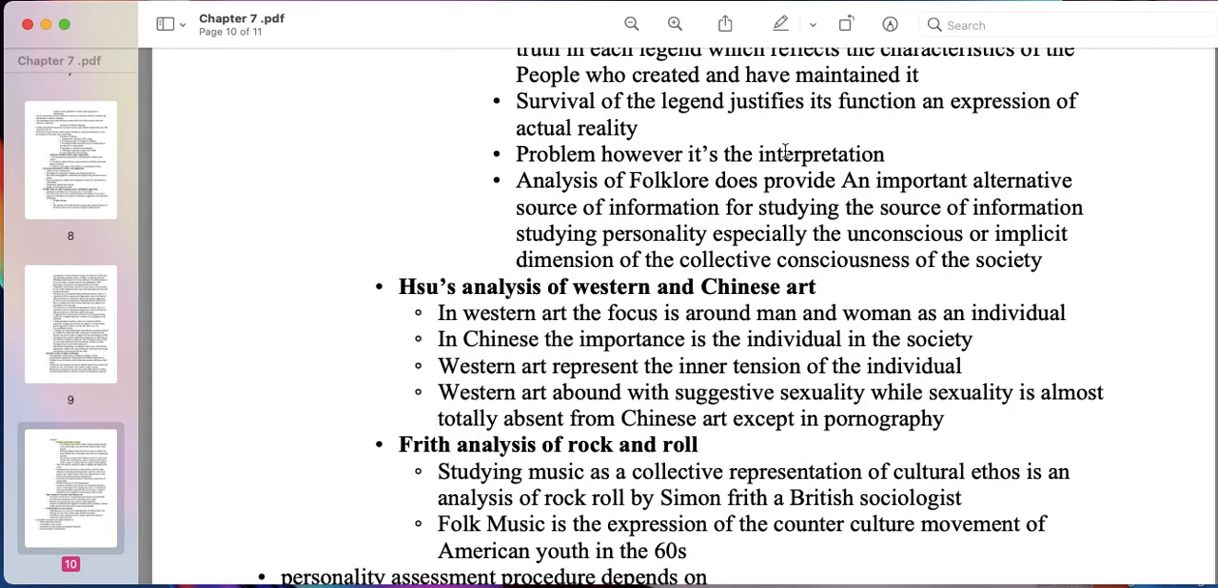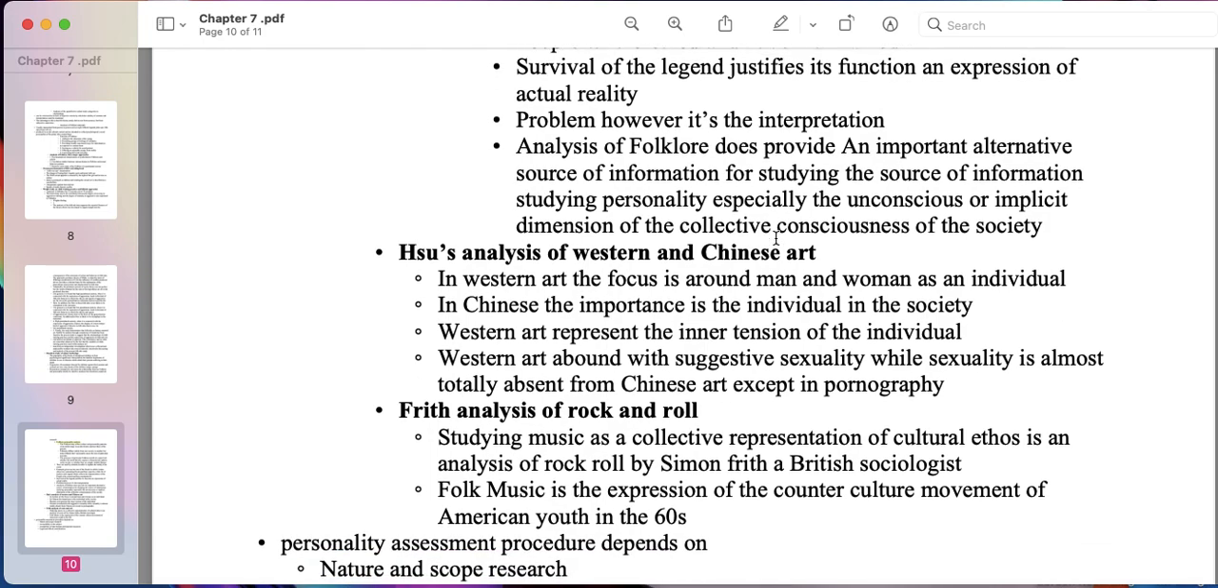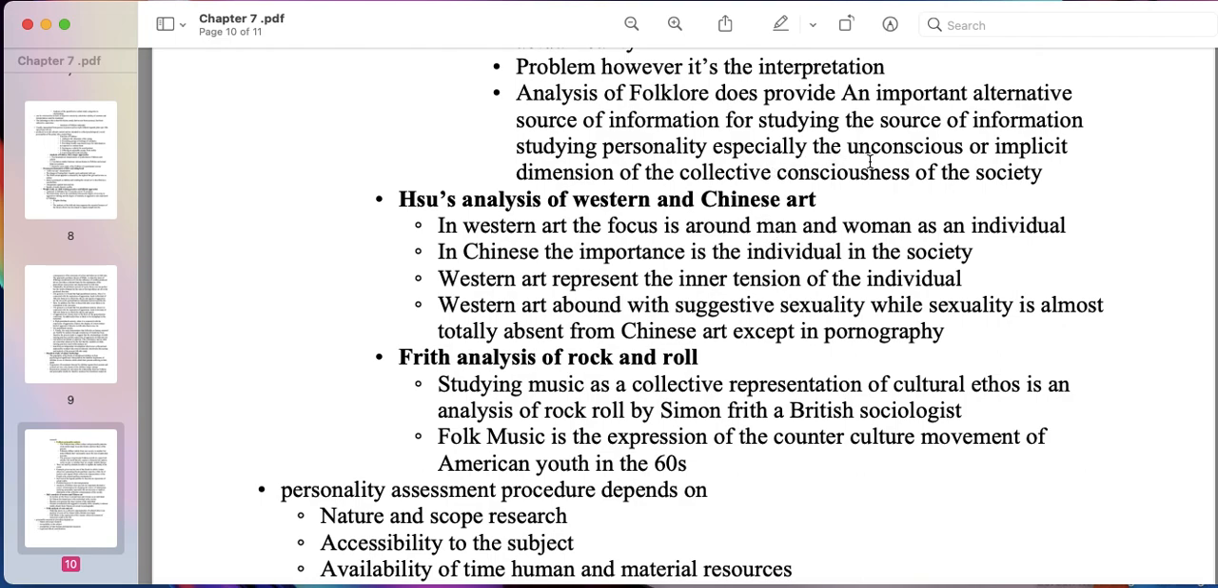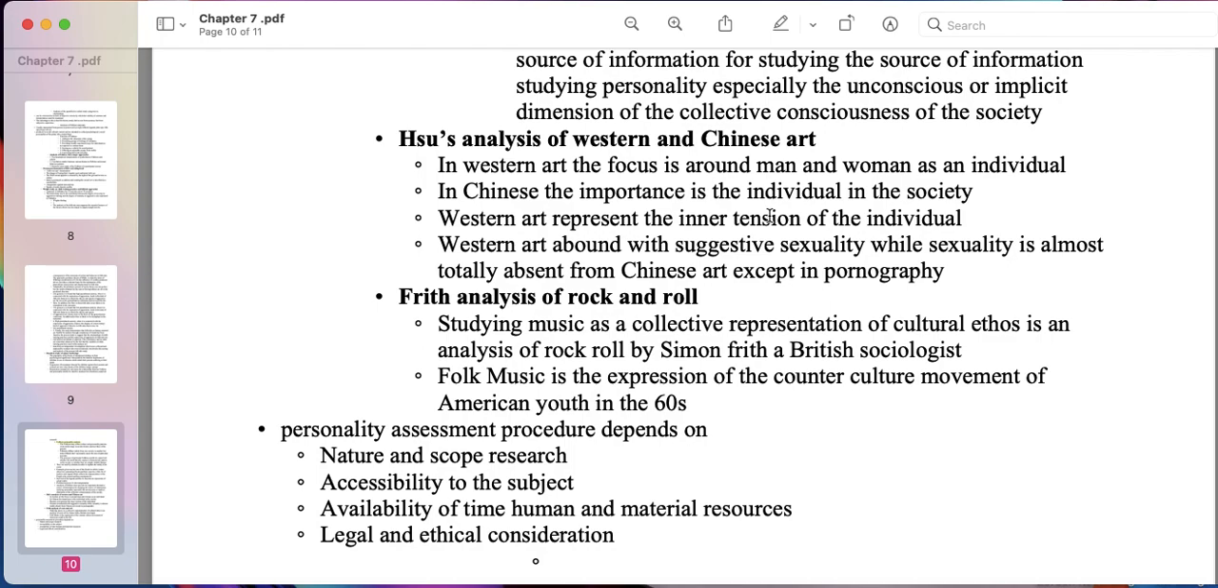Some of the problems include the interpretation, and that an analysis of folklore does not provide an important alternative source of information for studying personality, especially the conscious or implicit dimensions of the collective consciousness of society.